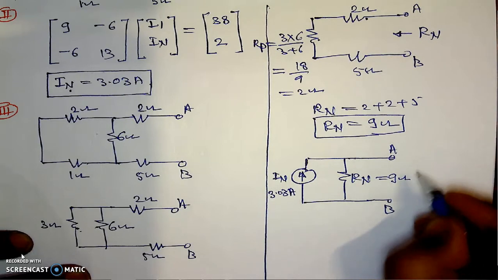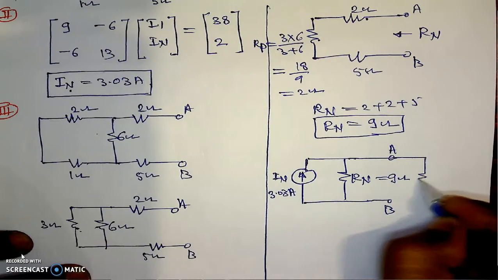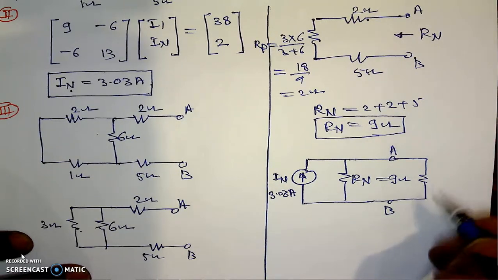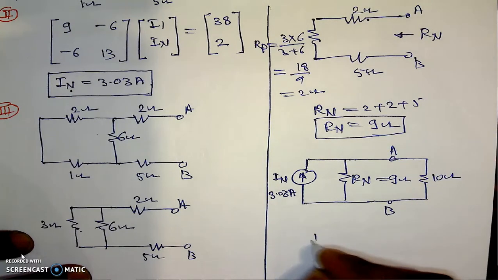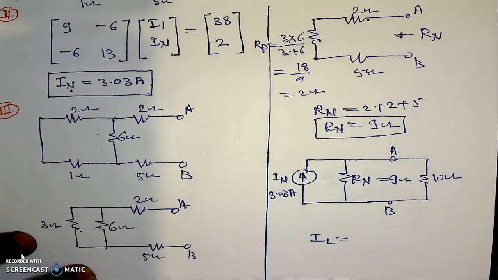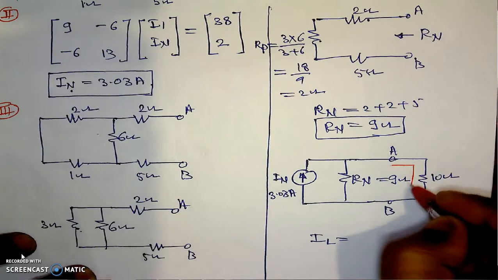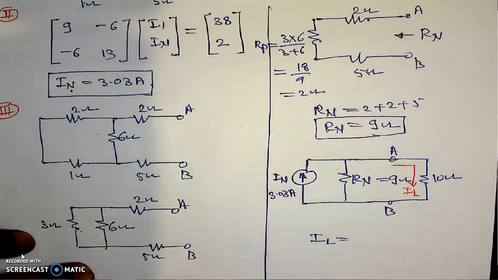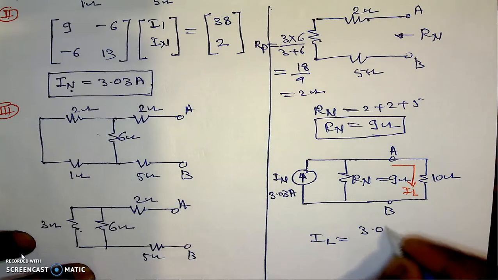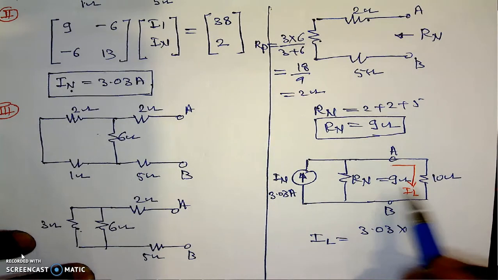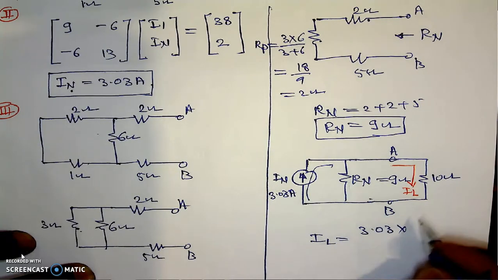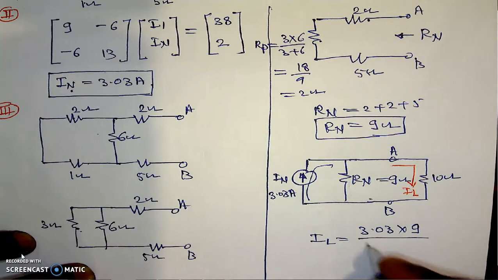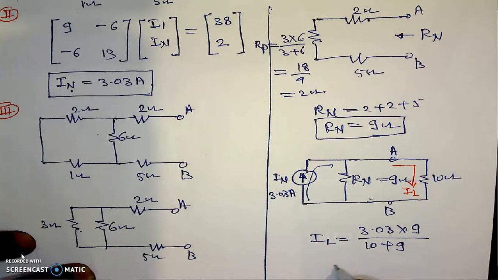Now we can connect the load resistance which was removed in the first step, and in our case the load resistance is 10 ohm. Now we can find the current in the load resistance, IL, which is equal to the total current 3.03 into the resistance of the opposite branch. In this branch the current is known. In this branch we want to calculate the current, means the remaining branch is the opposite, which is 9, divided by the resistance of both branches, that is 10 plus 9.